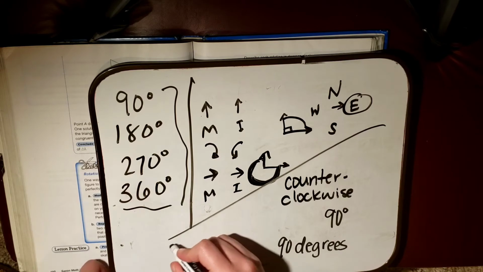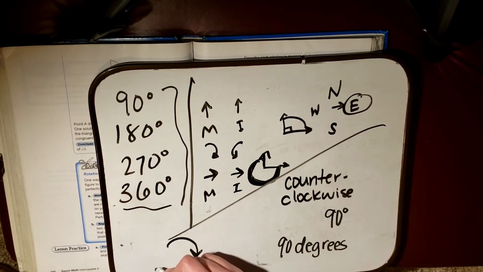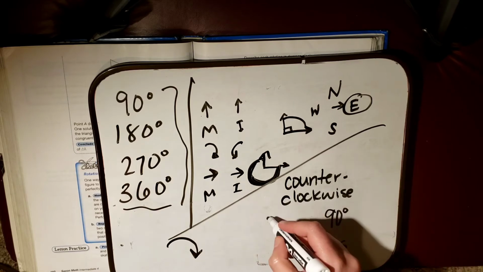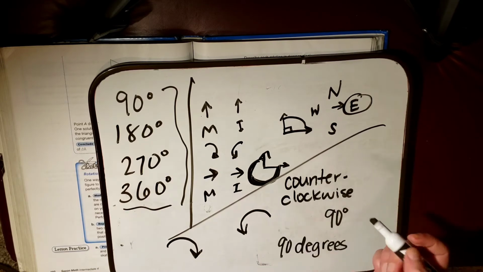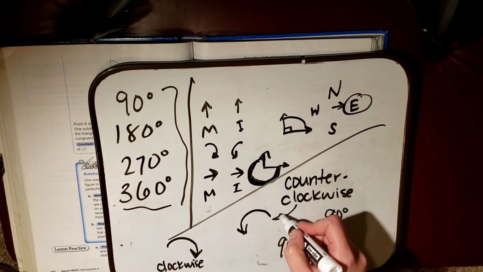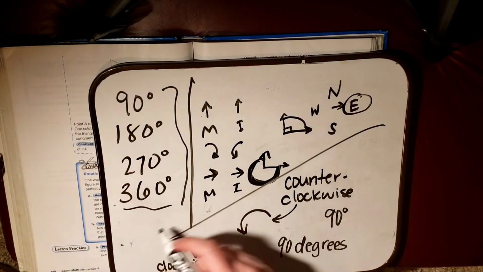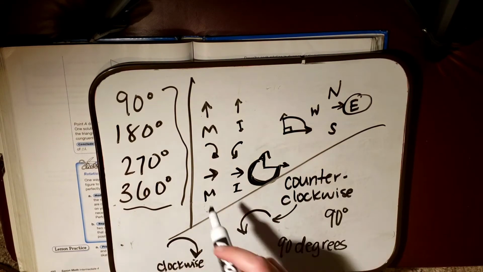And remember, clockwise goes this way, it's the way the clock goes, and then counterclockwise goes the opposite way. So this is clockwise, and this is counterclockwise. Remember, counter means opposite, and clockwise goes with the clock.